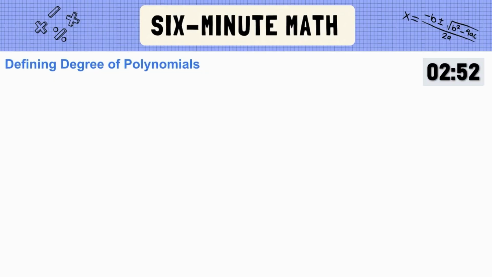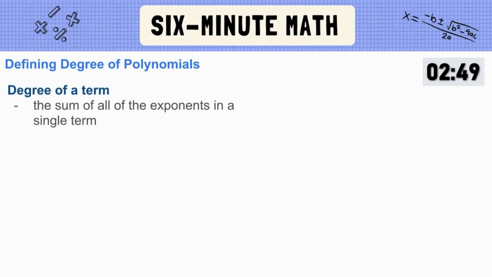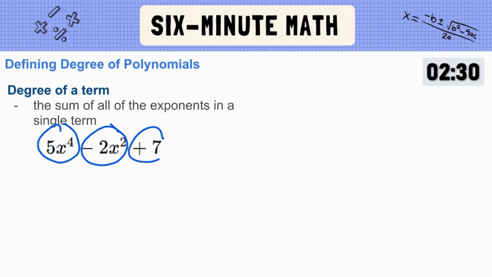Within a polynomial, we can also define the degree of the polynomials. This can be separated into two ideas. The first is the degree of a term, which is the sum of all the exponents in a single term. So if I look at this trinomial, I have 3 terms. Again, I'm going to circle them, and I'm going to add up all of the exponents. So for this first example, my exponent is equal to 4, which means the degree is 4. For my second term, my exponent is 2. And for my last term, there is no exponent. Therefore, my degree is 0.